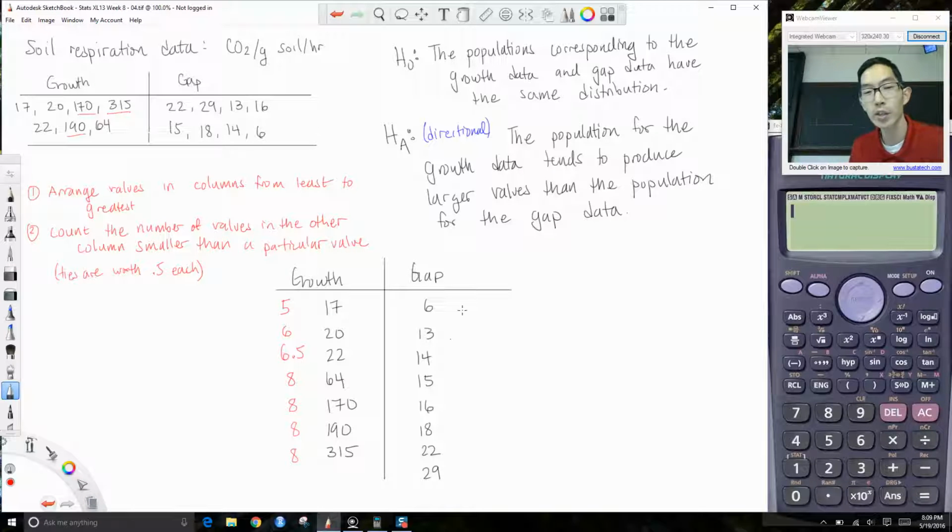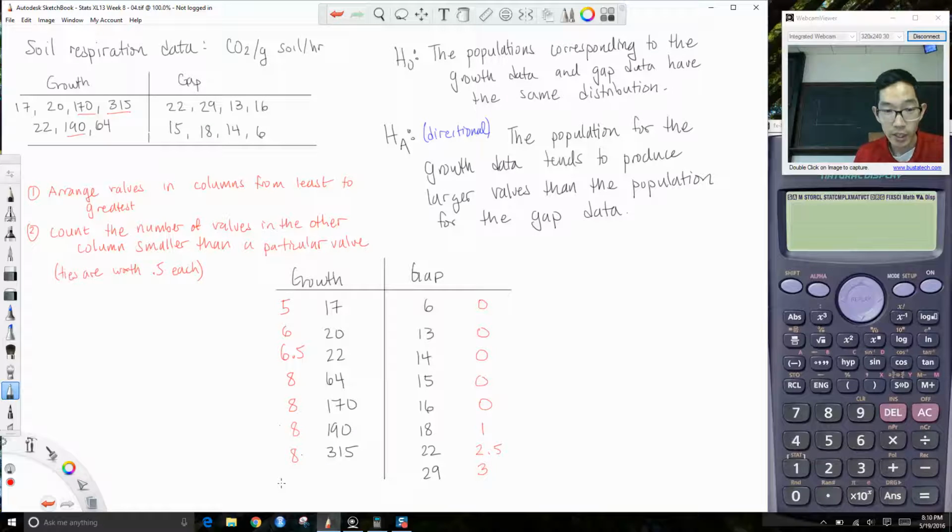Over here I do the same thing, and I say how many values in the other column are smaller than 6, and we say 0, 0, 0, 0. So all of these 0 values in the other column are smaller. At 18, I have 1 value that's smaller in the other column. At 22, I have 2 values that are smaller and a tie, so 2.5. And at 29, I have 3 values that are smaller. Okay, so far so good?